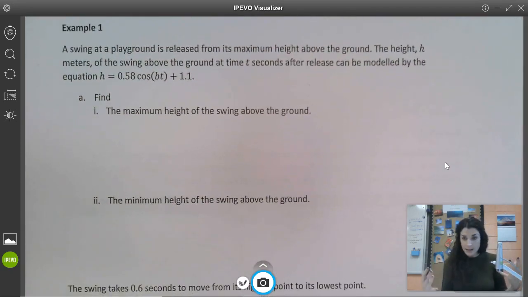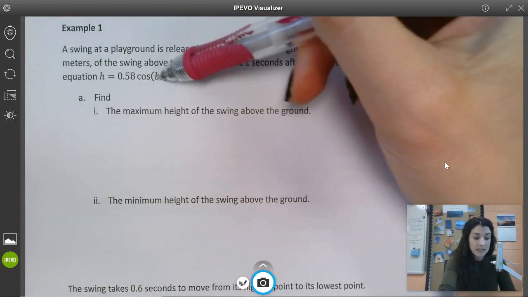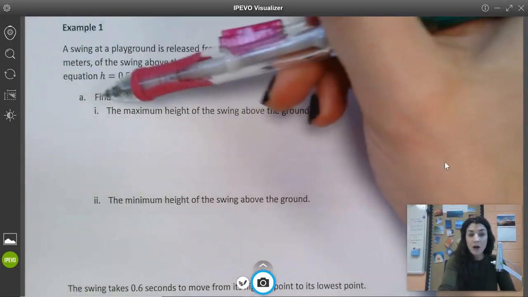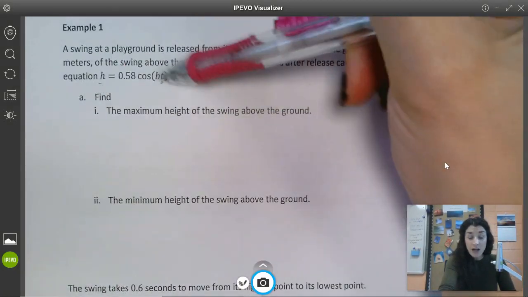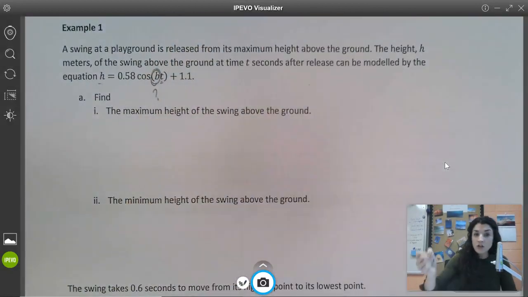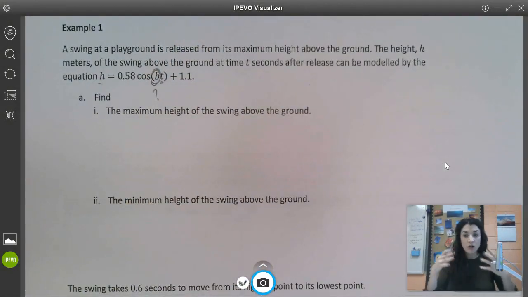Our first example, an IB example: a swing at a playground is released from its maximum height above the ground. The height h meters of the swing above the ground at time t seconds after the release can be modeled by the equation h equals, and then we've been given an equation. Notice that we have b times t. Our input is t, time in seconds. Our output is h. So we have an unknown in this equation. A good strategy when you see that is, if there is an unknown, circle it and put a question mark, or something to signify that you need to solve for that.